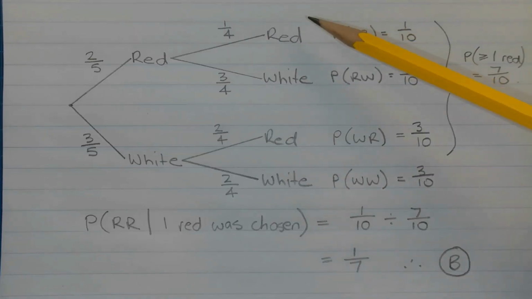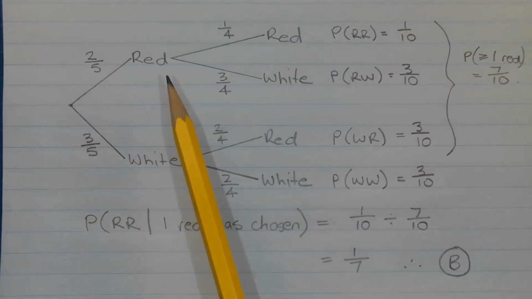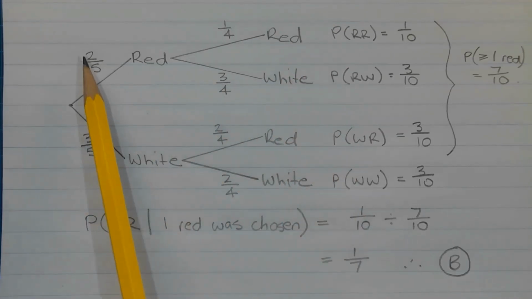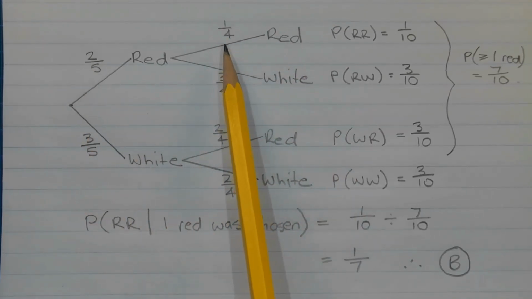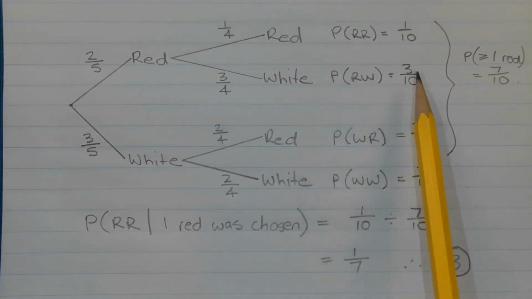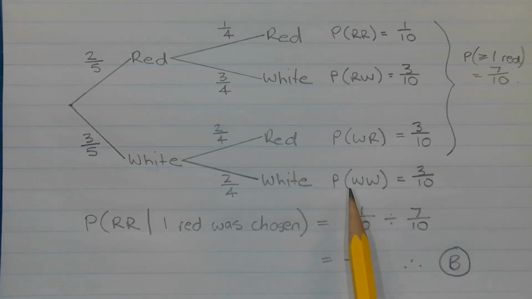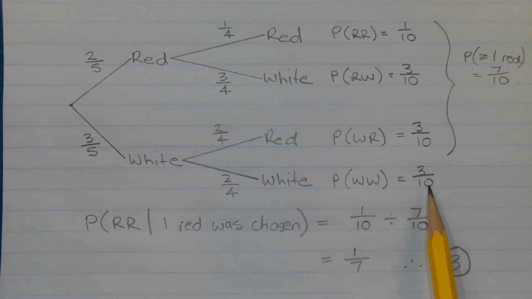I calculated the probabilities of all 4 outcomes by multiplying along the branches of the probability tree. So the probability of red red is 2 over 5 times 1 over 4, which gives us 1 over 10. Now I've calculated all 4 outcomes in a similar way. So the probability of red white is 3 over 10, the probability of white red is 3 over 10, and the probability of white white is 3 over 10.